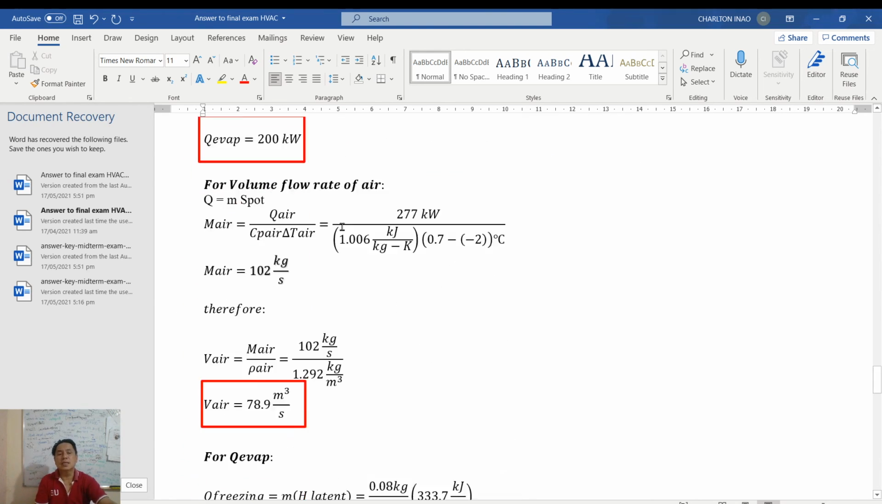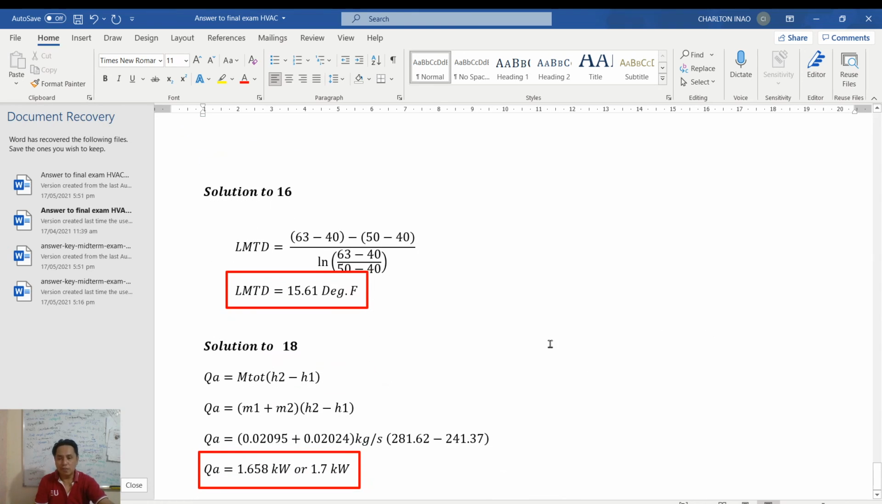Okay, so I think that's it for the HVAC side of the mechanical engineering law. So we'll continue with the pump side or the fluid machineries.